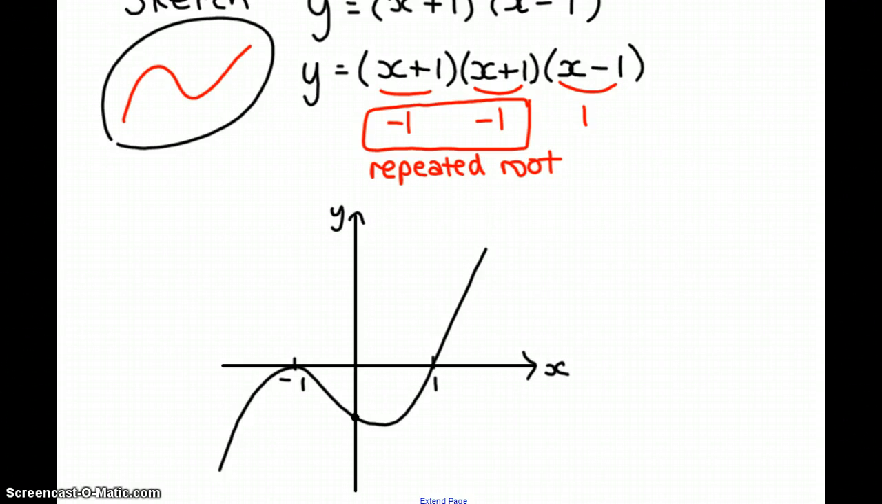And again, if we want to find where it crosses the y-axis, we say, well, what would happen when x is 0? So if x was 0, the first bracket would become 1, times the second bracket would be 1, and the third bracket would be minus 1. 1 times minus 1, that crosses at the point minus 1.